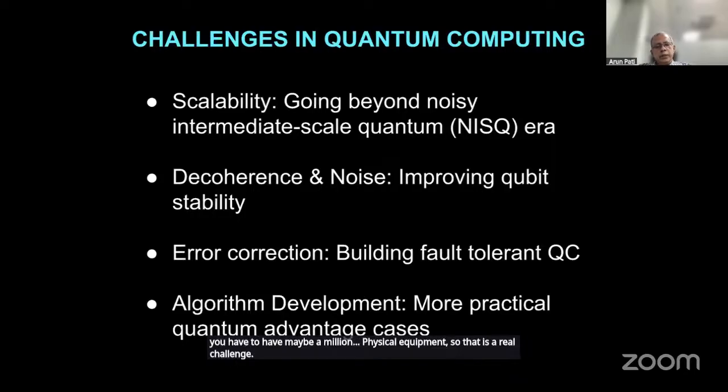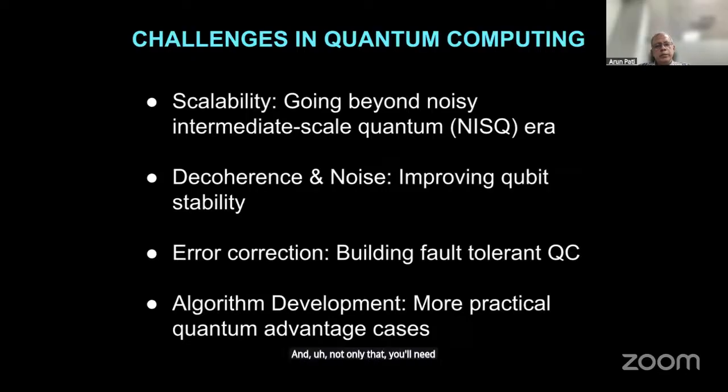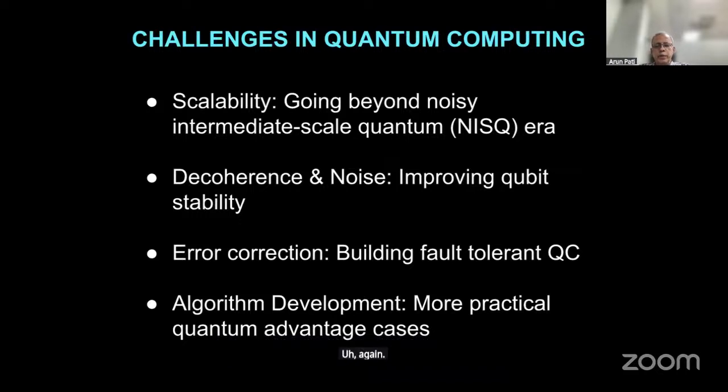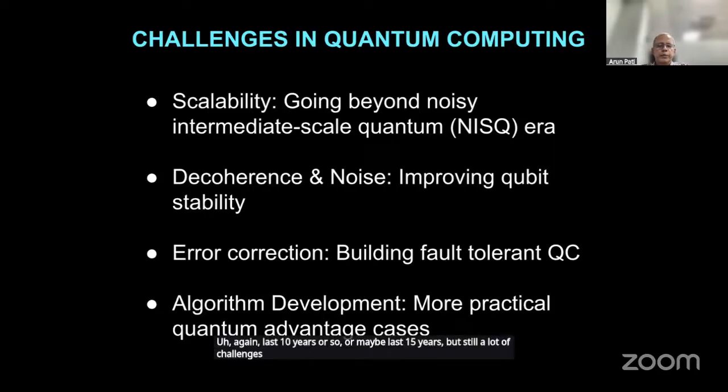And not only that, you also need algorithm development. You need to develop new quantum algorithms which can be implemented and which will demonstrate a more practical quantum advantage compared to a classical supercomputer. That is still an active area of research, and a lot of development has happened over the last 10 to 15 years. But still there are a lot of challenges and open questions.